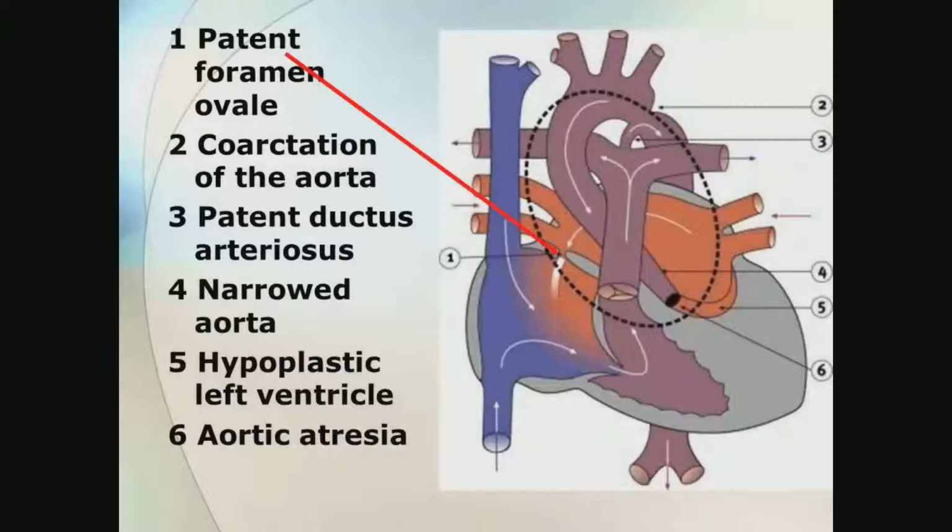Just another picture of it here. They've got a patent foramen ovale. You've got, in this case, coarctation of the aorta. You can have a ductus arteriosus, which is where the primary amount of blood is going to the systemic circulation. Narrowed aorta, the hypoplastic left ventricle, and the aortic atresia. Those are all combinations that you can end up having. The right heart in this defect is how blood gets everywhere. The left side of the heart is totally useless. Okay.